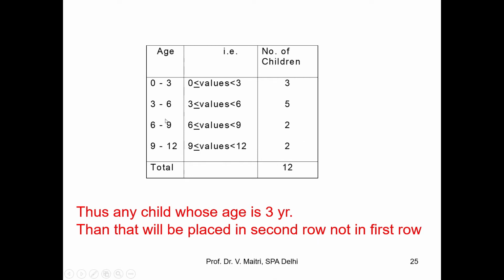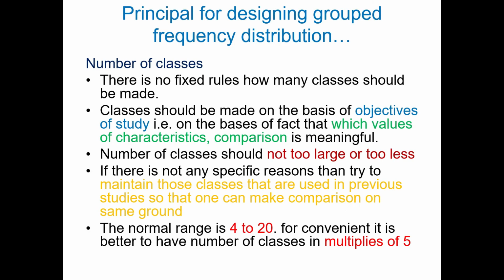So we have to make class intervals in such a way that your whole data will be presented. The lower limit includes the value and the upper limit excludes the value, so that value is not included in this class. So if there is any child whose age is 3 years, it goes to the next class. So we can put the values and the data in this manner.